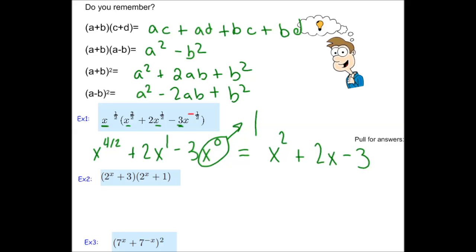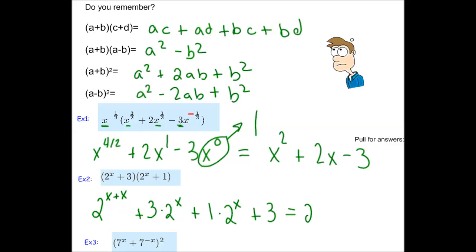Okay, we can expand this next one. We have 2 to the x times 2 to the x. So since it's the same base, we can add our exponents. We have 2 to the x plus x. We've got plus 3 times 2 to the x. We've got plus 1 times 2 to the x, and plus 3. So when we simplify that, x plus x is the same as 2x. So we've got 2 to the 2x.